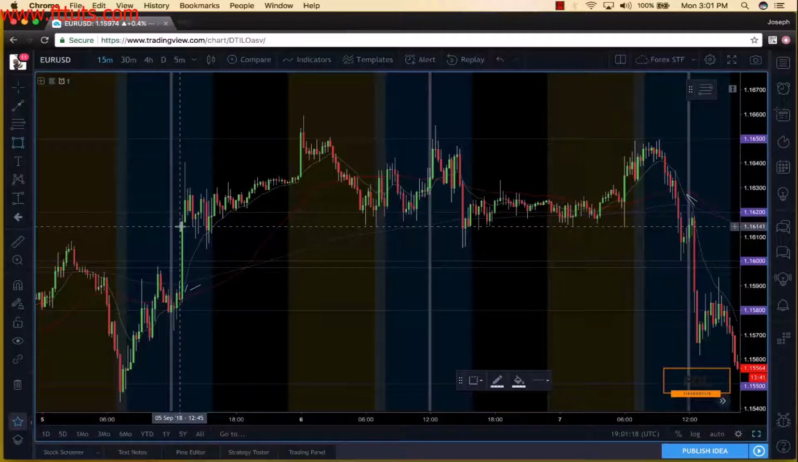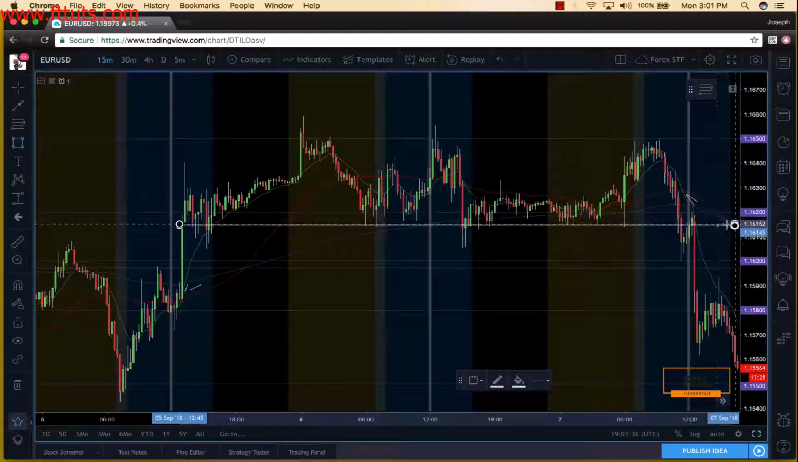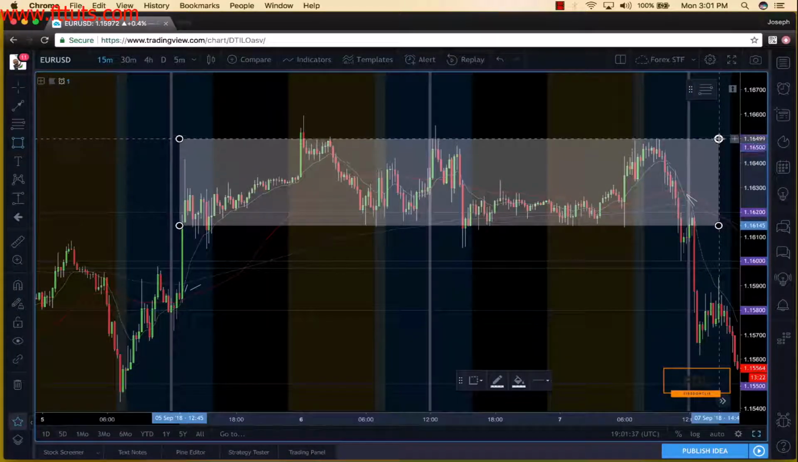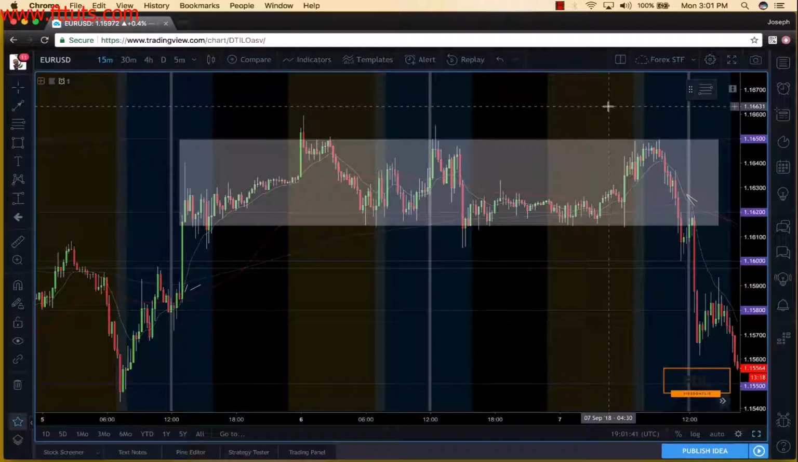So I would draw the bottom from wherever you see most of the wicks touching. If you notice here, you pretty much see most of the wicks touching. It touched all the ones right there in the support area. And now for resistance, make sure that most of them touch, just right there. And that was a perfect range environment.